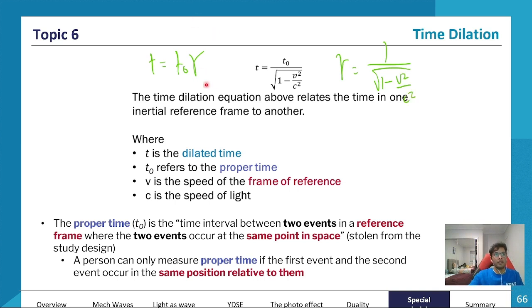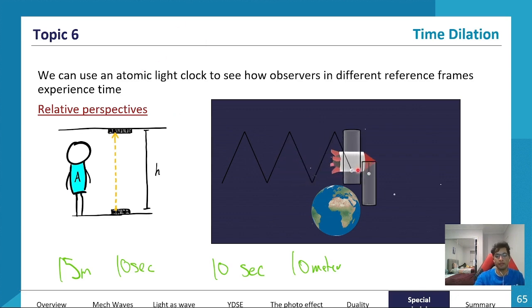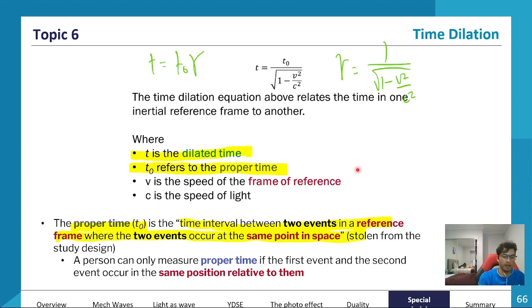Cool. So the bigger the lambda is, the bigger the time dilation is. And so first of all, you need to be able to differentiate between t0 and dilated time. t0 is what we call the proper time. So the time interval between two events in the same reference frame, where the two events happen at the same point in space. So in the previous example, if we were calculating the amount of time it takes for the rocket to leave Earth and then come back, t0 would be the time that we measure on Earth.